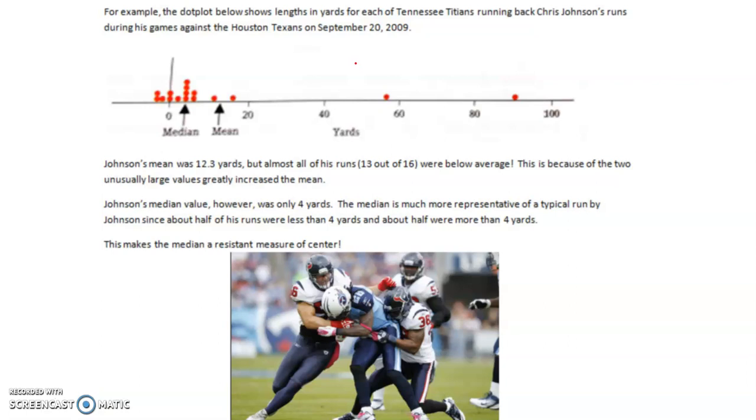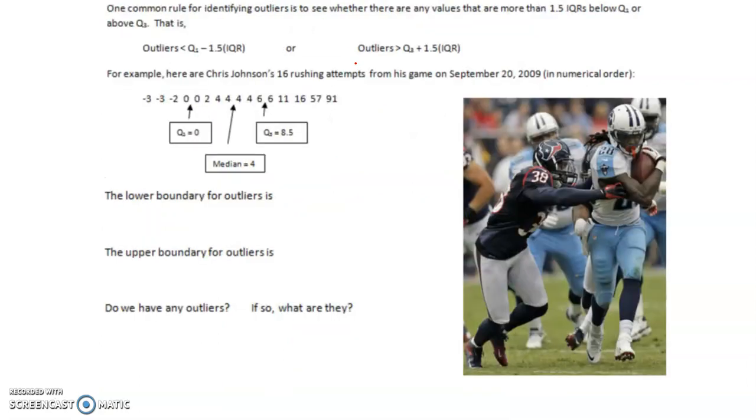The median is much more representative of a typical run by Johnson, since about half his runs were less than 4 yards and half of his runs were more than 4 yards. This makes the median a resistant measure of center.